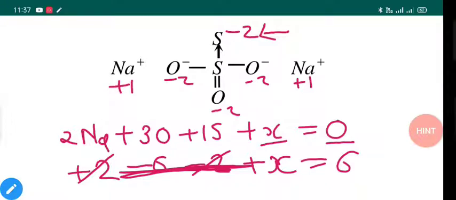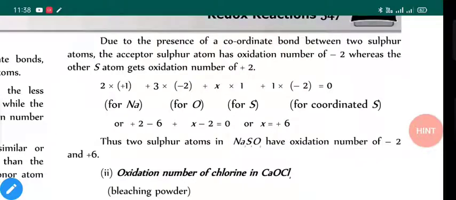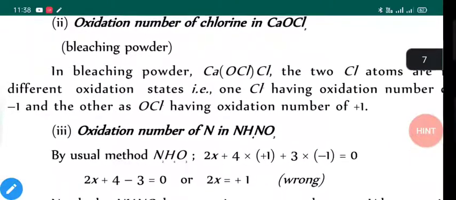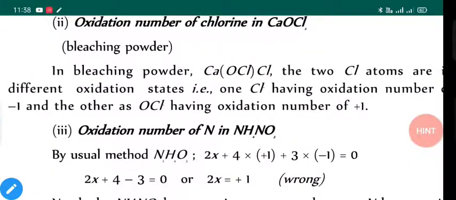So central sulfur is in +6 oxidation state, and the same is mentioned in this description. Now let's move on to our second example, the oxidation number of chlorine in CaOCl2. Now we have two different chlorines, and this is bleaching powder. The actual structure of bleaching powder is CaOClCl. That means we have calcium which gives us +2 oxidation state.